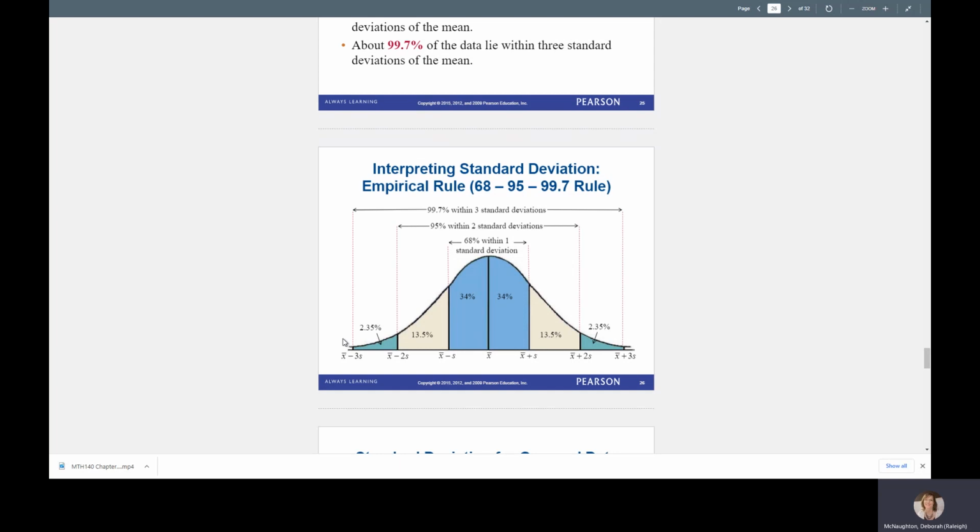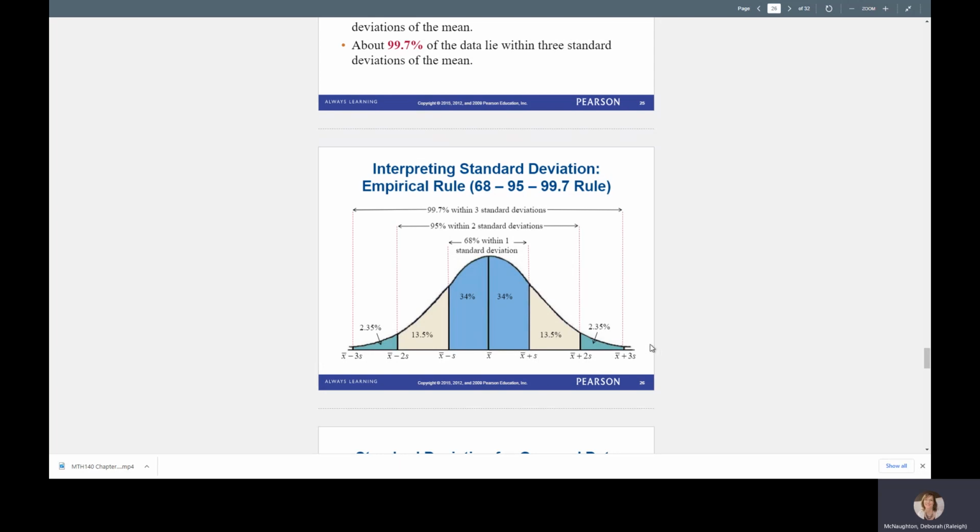So that makes 2.35% in here between three standard deviations below and 2 standard deviations below, and 2.35 here. What they left off is the amount that falls beyond this. So there's still 0.15 or 0.3%, which means I have 0.15% below 3 standard deviations and 0.15% above 3 standard deviations.